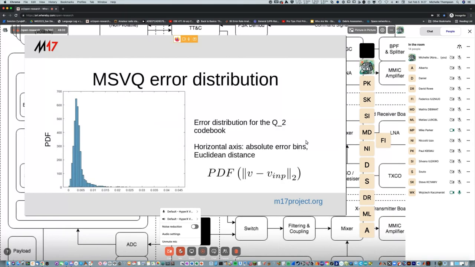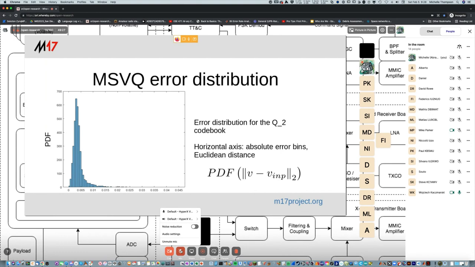And this is the error distribution for the codebook Q2. And we see that it follows probably a Poisson distribution, and the peak is less than 5 thousandths. And this is like the difference between the reconstructed vector. It's not the difference, it's the distance, the L2 norm, for the reconstructed vector and the one that we input. So we want to have zero, but of course we can't have zero because we have limited number of stages. If we had infinite number of stages or very big number of stages, this plot would move to the left towards zero.